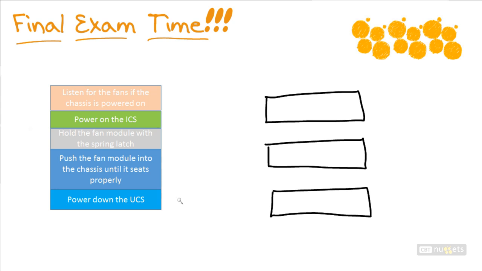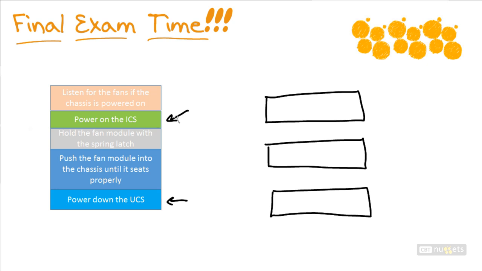So notice 2 of the options here are power down the UCS and power on something called the ICS. Don't know what that is. But yeah, we don't have to power anything. These fans are hot swappable. So these 2 options they're eliminated right away. So now it's a lot easier, right? We've got to put the 3 that we know are correct in the correct order.